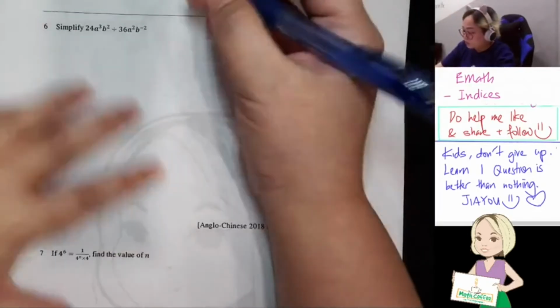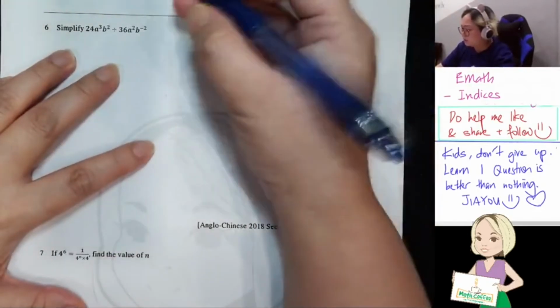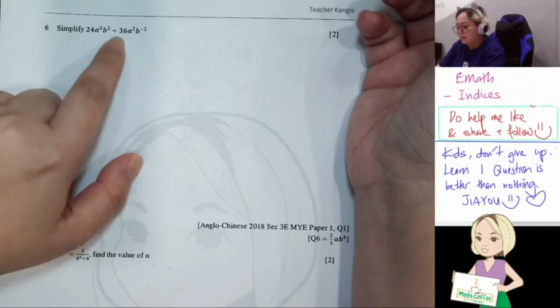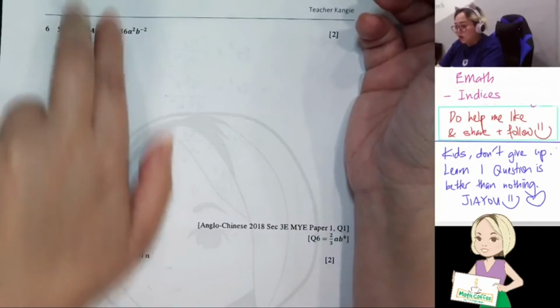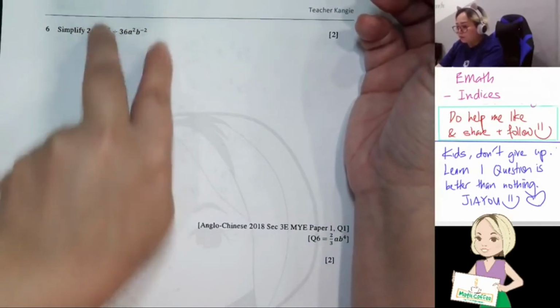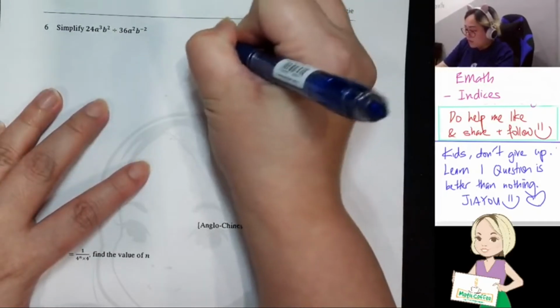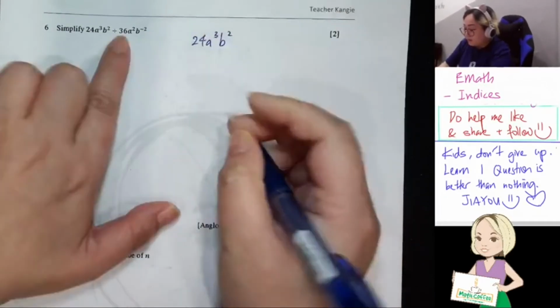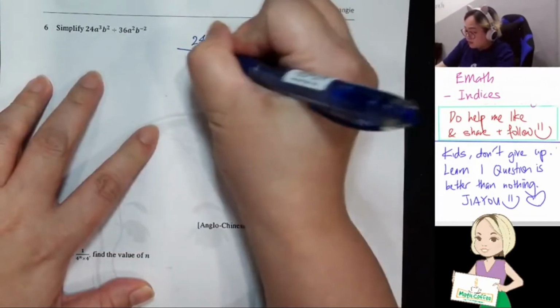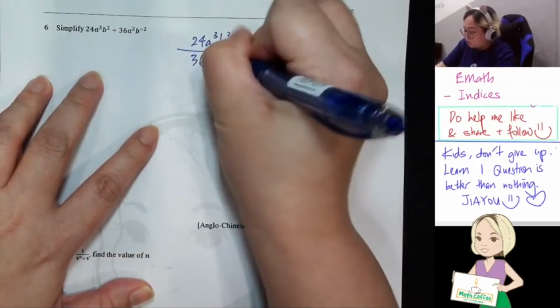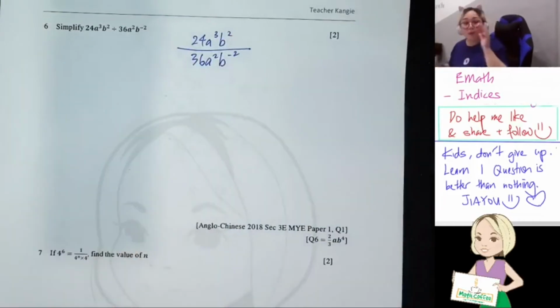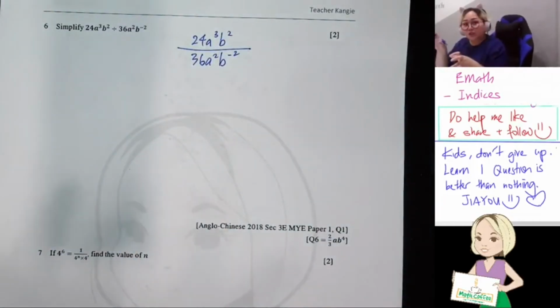Okay, so now let's move on to the next question. This one shouldn't be too tough. Okay. Like I mentioned, when I see divides, you see whole term divide by this whole term. So I'm going to write a fraction. Okay, I will write it as 24a cubed b squared, divide, I put it as over 36a 2b minus 2. So what I did was I just changed something divided by something into a fraction.